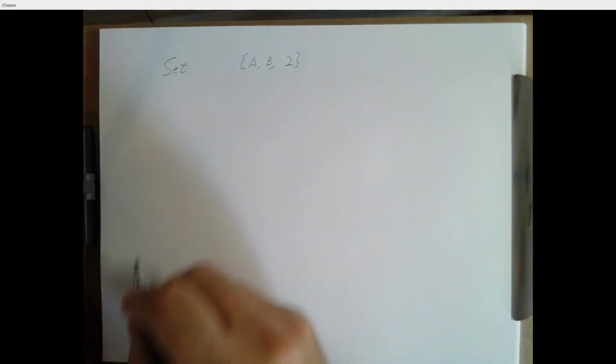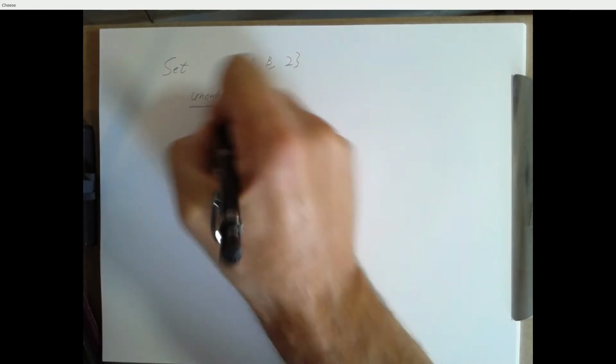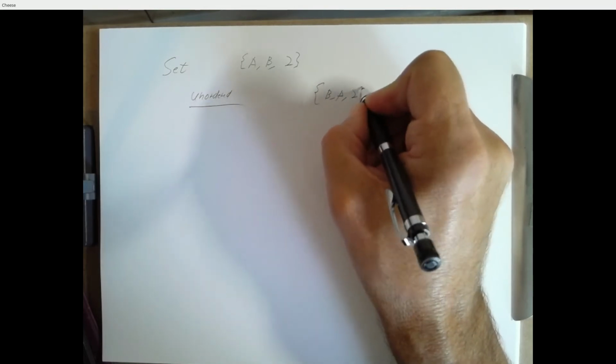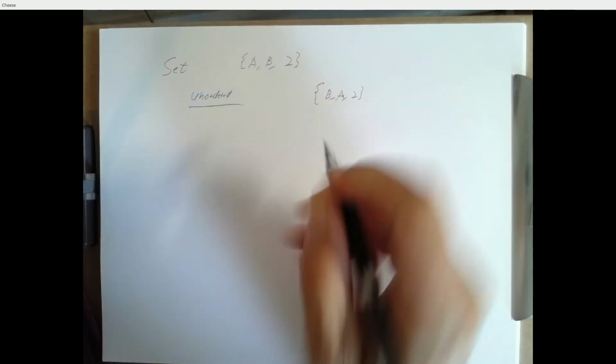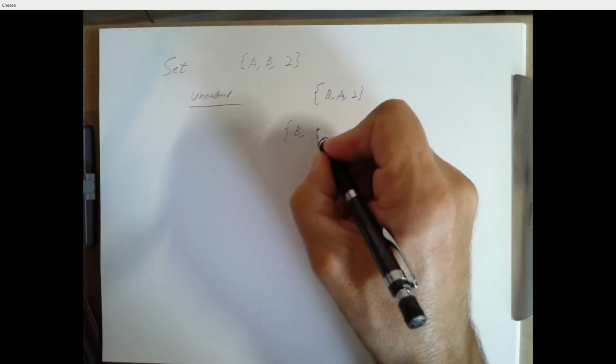An important thing to note about a set is that it's unordered. So this set is exactly the same thing as this set, right? It's not the order in which these things are listed, it's just a collection of things. And for the same reason, we would not want to write something like this.